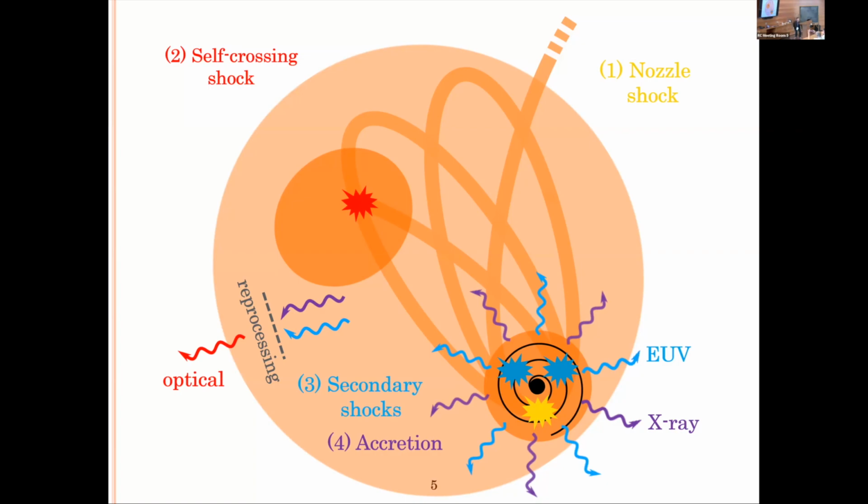Sorry, just to clarify, the secondary shocks come from the CIO hitting the... Yeah, basically the CIO, also this outflowing gas from the self-crossing shock, it expands until it reaches the black hole, and because the trajectories of the gas that gets close to the black hole are curved, this leads to collisions around here.